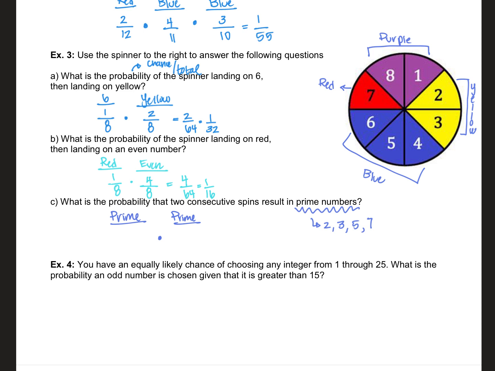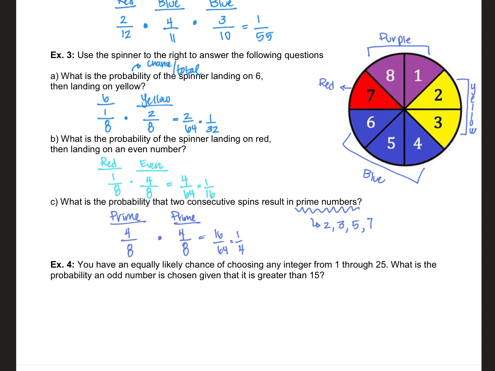So for my first spin, the chance of me getting a prime is 4 because I have 4 prime numbers out of a total of 8. Then I spun back to back, and again, I didn't remove a piece of the spinner, so my total is still going to be 8, and my chance of getting another prime value is 4. So 16 over 64, that reduces down to 1/4.